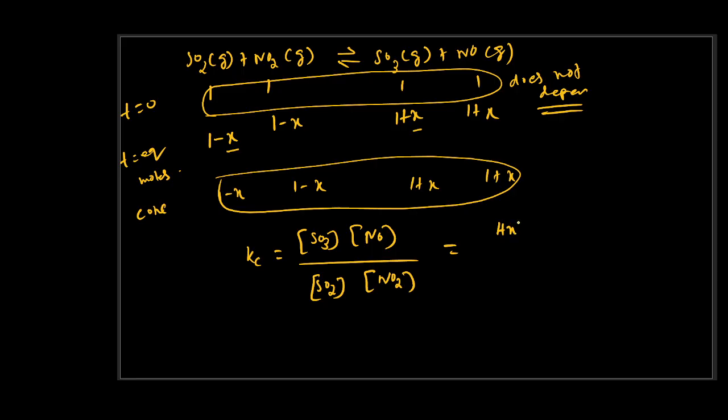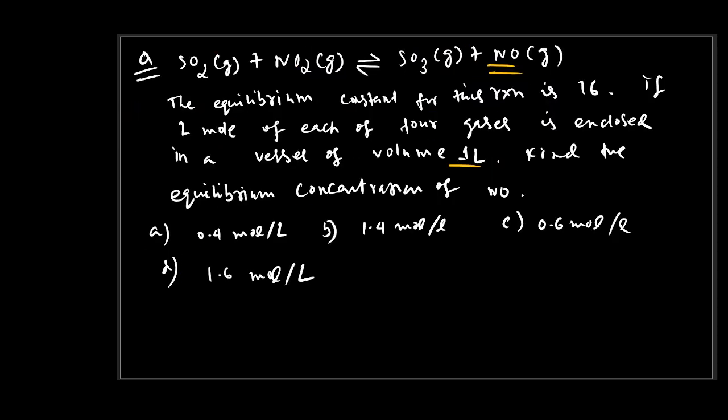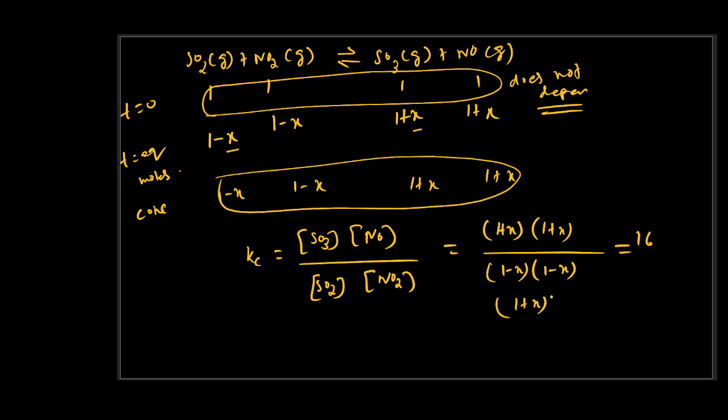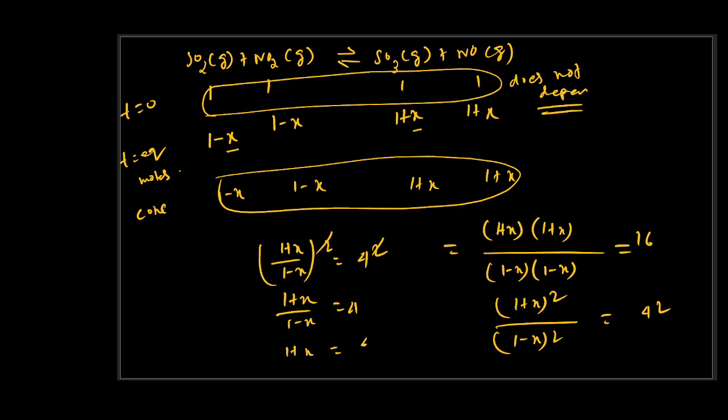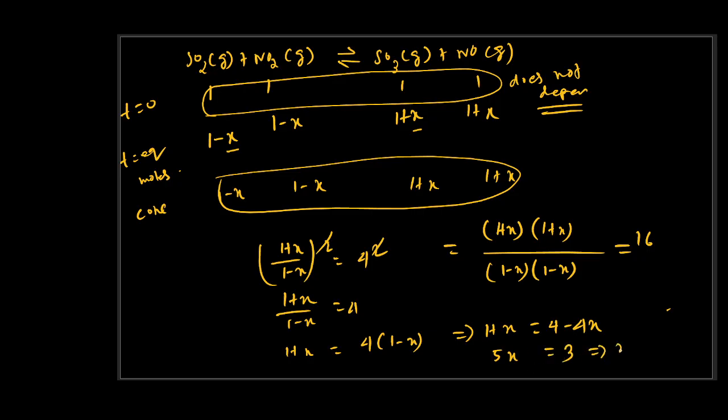So Kc is, SO3, how much? Product concentration, that is 1 plus X, and 1 plus X. And SO2 is 1 minus X, 1 minus X. This value they have given as 16. So I can write (1 plus X) square over (1 minus X) square, and 16 I can write as 4 square. So (1 plus X over 1 minus X) whole square equals 4 square, and I can cancel the squares. So 1 plus X over 1 minus X equals 4. So 1 plus X equals 4 times (1 minus X), so 1 plus X equals 4 minus 4X, that is 5X equals 3. So X equals 3 by 5.